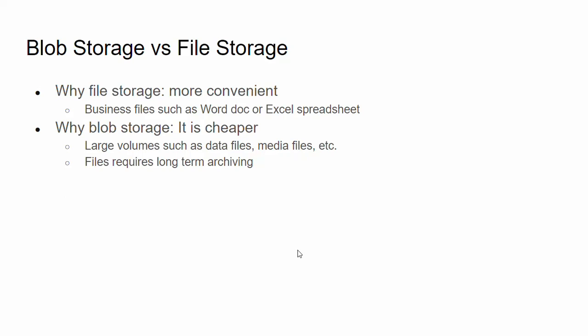Then a file that requires long-term archiving is ideal for blob storage. So basically, it's for large volumes and long-term storage, that's blob storage. But for relatively smaller volume and more human interactive operations, choose file storage. But in this course, we are data scientists and data engineers, and we are processing data engineering jobs. So we will use blob storage because it's machine facing, it's data files, a large chunk of data files. In our project, we may not have a large file, but eventually this is what you are going to run into when you find your job.